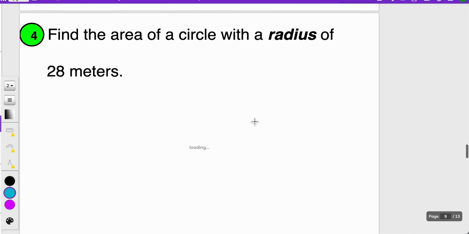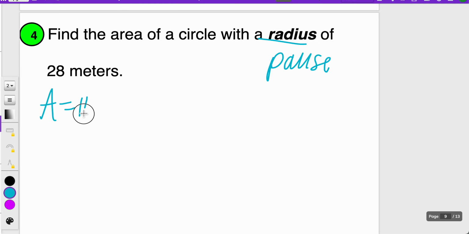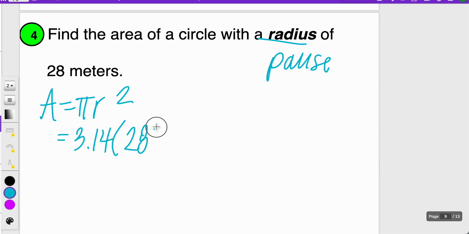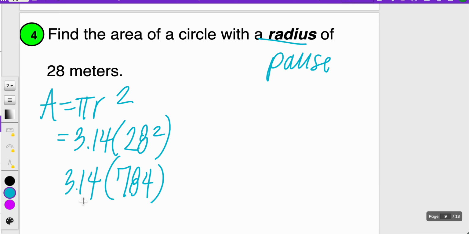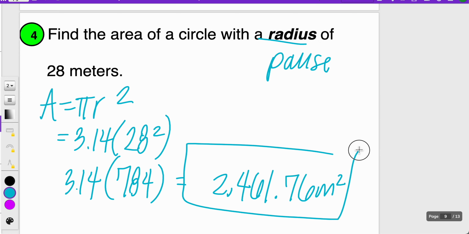Okay, here again, number 4, go ahead and pause this. Notice I'm giving you radius right away. This time the radius is actually 28 meters. All right, our area formula is pi times radius squared. I've got pi, which is 3.14, times 28 squared. Let's figure out 28 squared first. That's going to be 784. Then I'll take that and multiply it by pi, 3.14, and I'm going to get 2,461.76 meters squared. How'd you do?